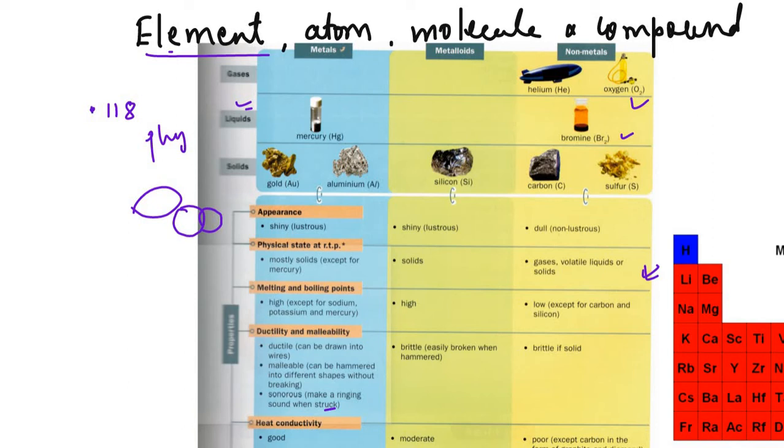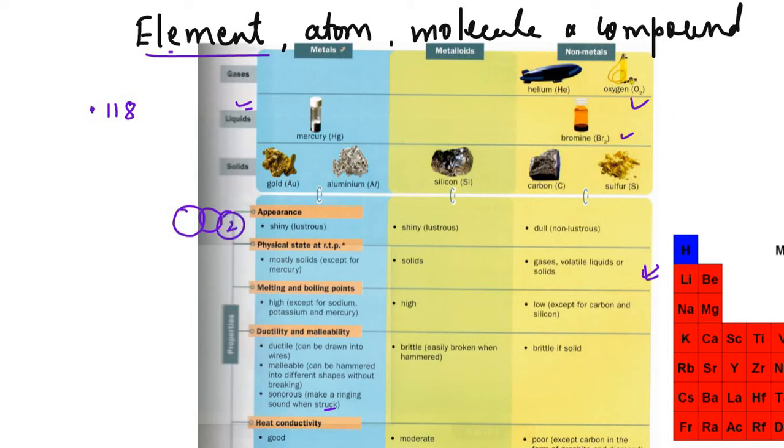Whenever you make a statement, you always make a column to compare. What is the state? Solid, liquid, gas. Then what is the appearance, meaning how they appear? If you talk about metals, they look shiny, right? Gold, silver, iron, it's a shiny appearance.